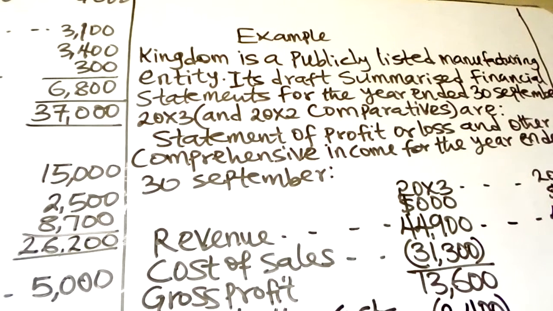This is the extension of my lectures on statement of cash flow, IAS 7. So I'm going to take questions from K-Plan, practice, and examination kit. So we are given a question. This question is obtained from K-Plan kit. Kingdom is a publicly listed manufacturing entity.